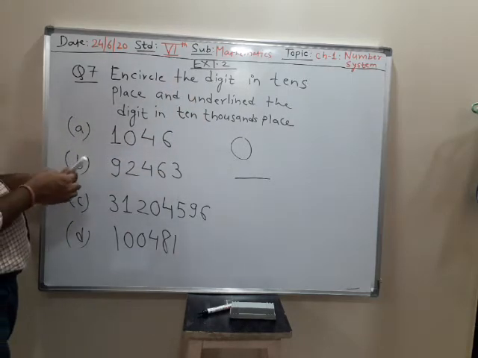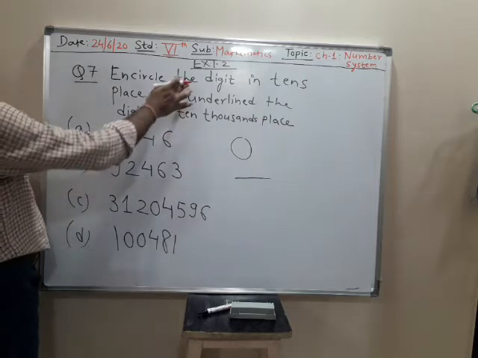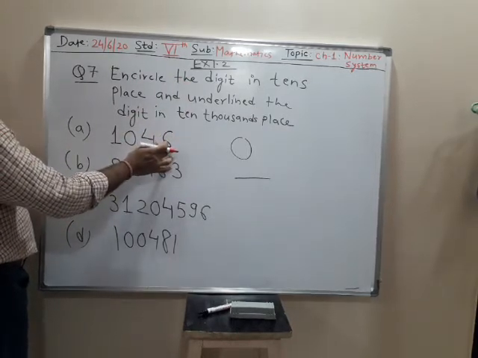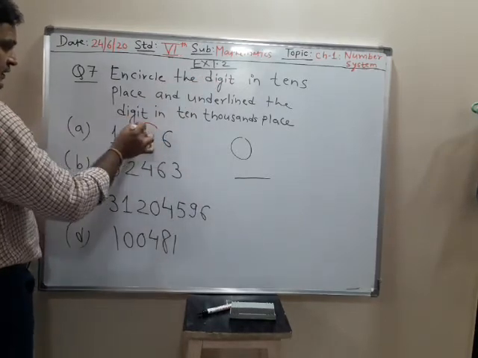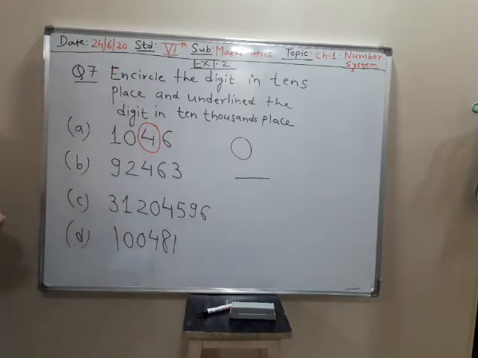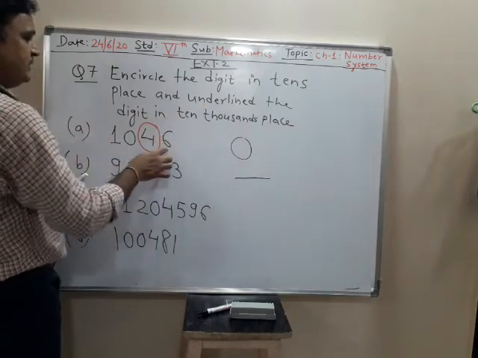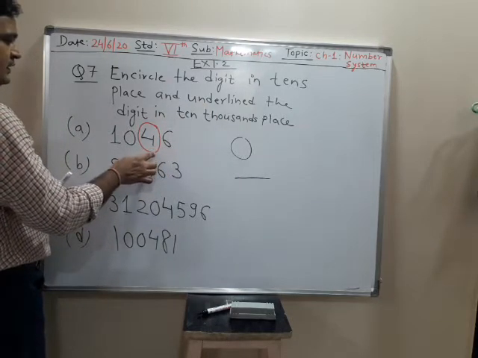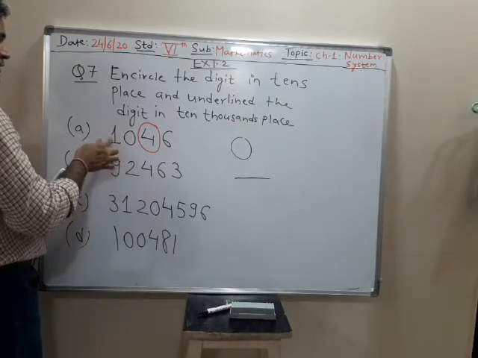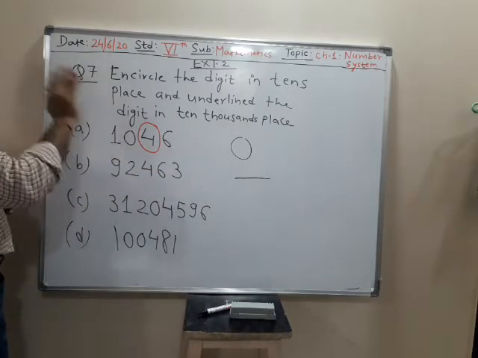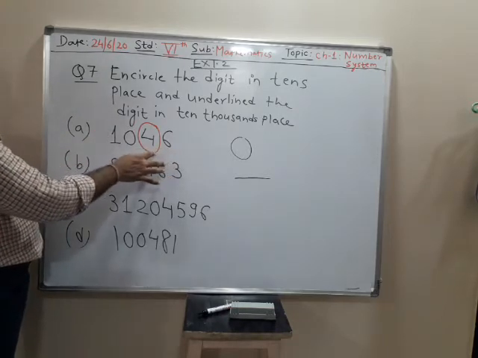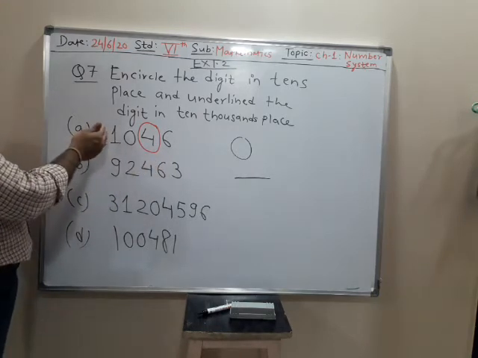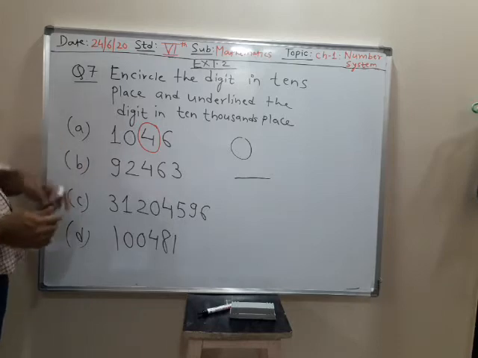So let us encircle the digit in tens place in this number. Ones, tens. So the tens digit we have to encircle. So we encircle 4. And underline the digit in 10,000 place. So this is ones, tens, 100, 1000. There is no 10,000 digit, so I will not underline anything.